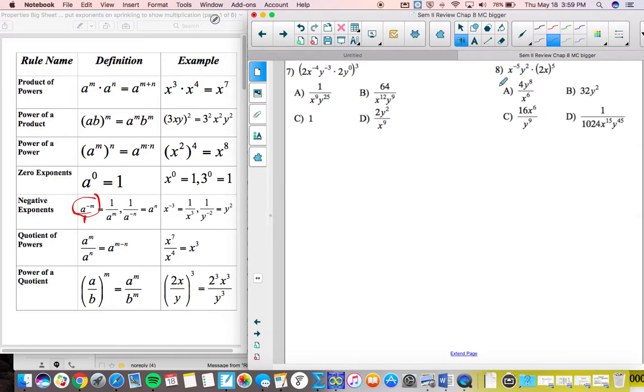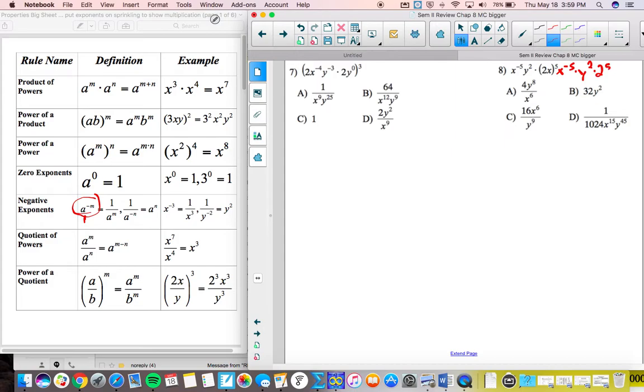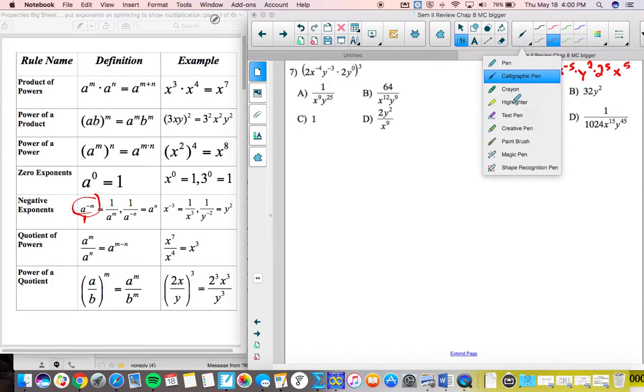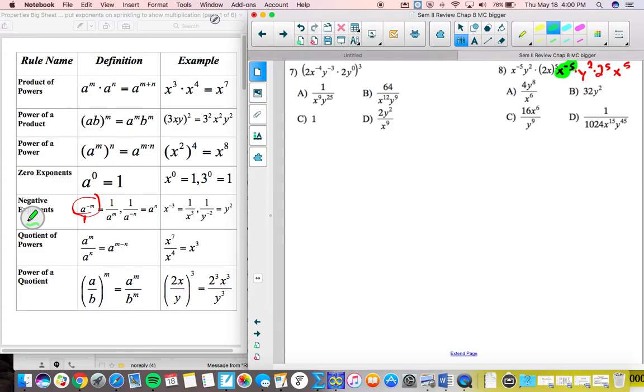Let's try number 8. So let's sprinkle first. We get x to the negative 5, I'm just copying that down, times y squared, times 2 to the 5th, times x to the 5th. Now this is all getting multiplied together. We have x to the negative 5 times x to the positive 5, the same bases being multiplied together, so we add the exponents together. When I add those exponents, we get x to the 0. So these essentially cancel each other out.